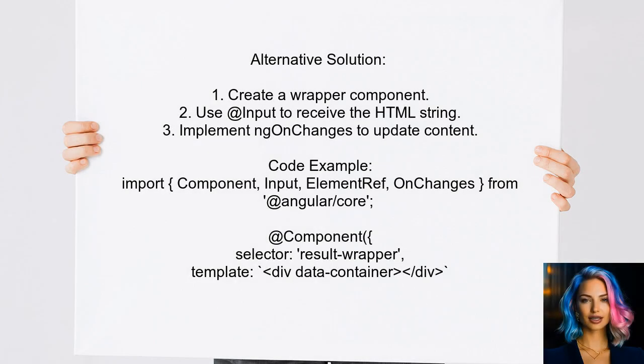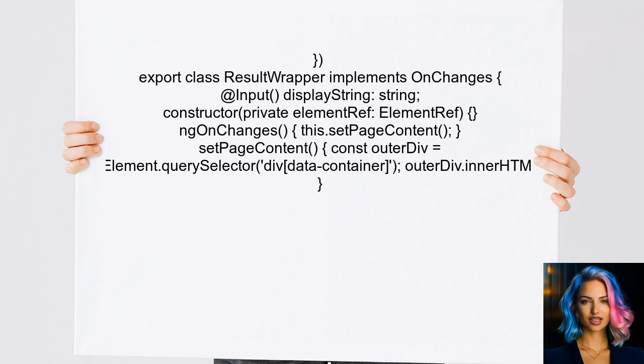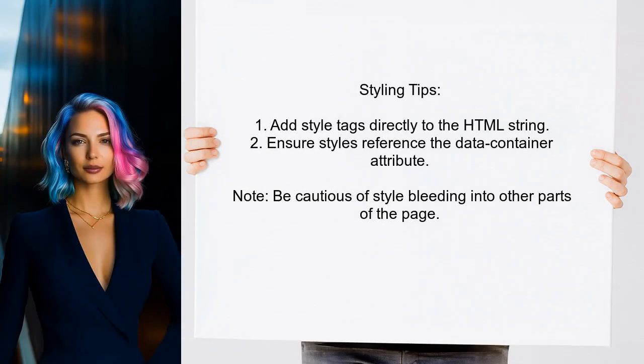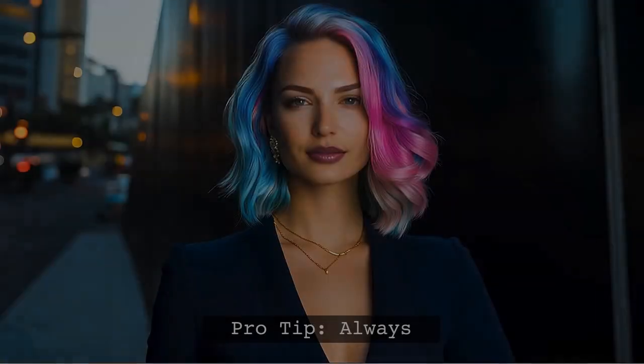An alternative approach involves creating a wrapper component that takes the HTML string as an input. This component uses the ngOnChanges lifecycle hook to detect changes and update the displayed content accordingly. The user also mentions using standard document methods to manipulate the HTML. For example, they create a temporary div to extract and update specific values from the HTML string. Lastly, they advise adding style tags directly to the HTML string to ensure proper styling, as Angular styles may affect the inner HTML. Here's the tip I promised.